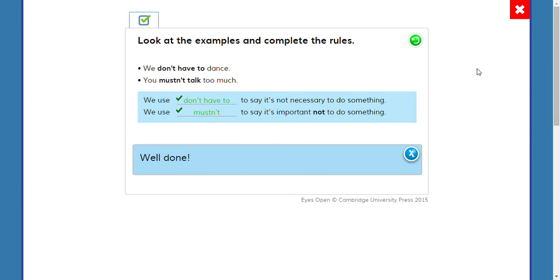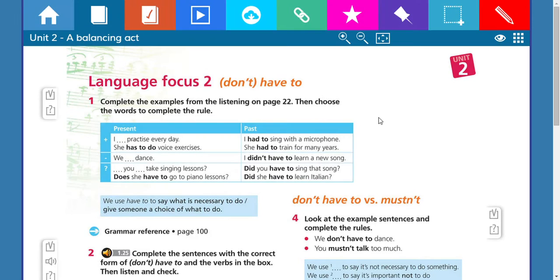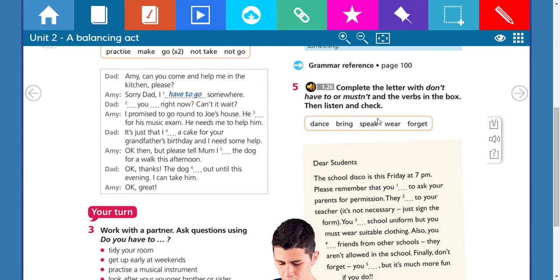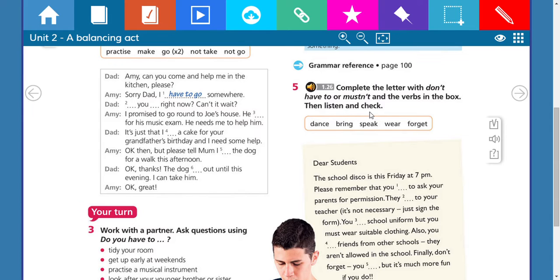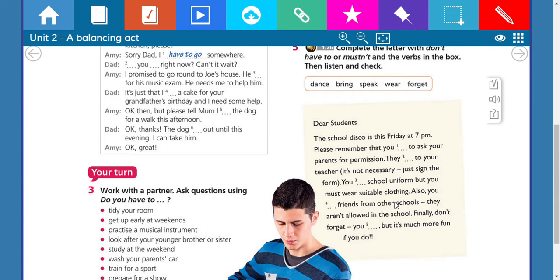Okay, you can take notes and I continue. Now let's see. Here I have an activity, and you need to complete this. It says complete the letters with don't have to or mustn't and the verb in the box. Then listen and check.